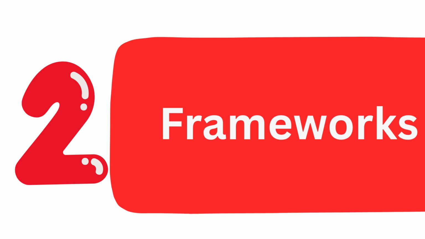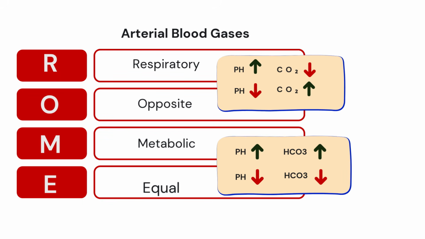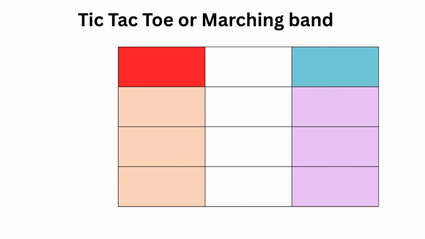Okay, so you've probably heard of the ROME acronym, right? Respiratory opposite, metabolic equal. And while that's helpful for some, a lot of students find it gets incredibly confusing the second you throw compensation into the mix. That is exactly why I highly recommend the highly visual tic-tac-toe or marching band method. Let's look at exactly how that works.